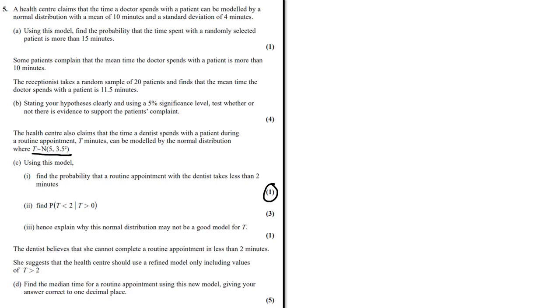So again, all we need to do now is just define the distribution. They've already done it for us, but I'll just write it down just so we've got it as well. So T is a normal distribution with mean 5 and variance 3.5 squared. Okay, so we're looking for the probability that T, so this is a routine appointment that takes less than 2 minutes, so we're just looking for the probability that T is less than 2.